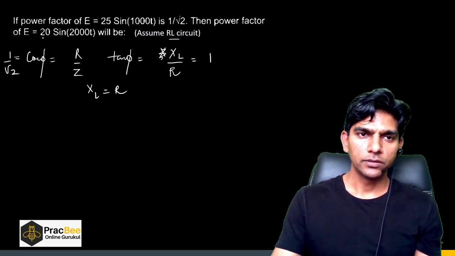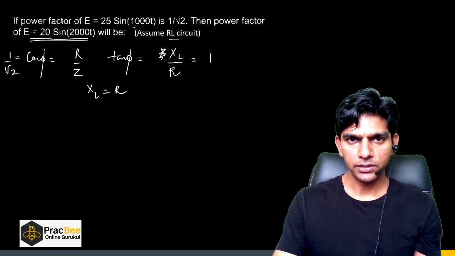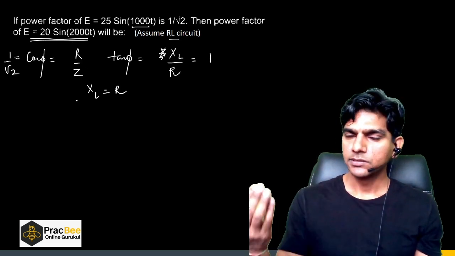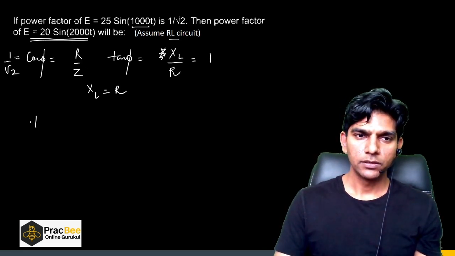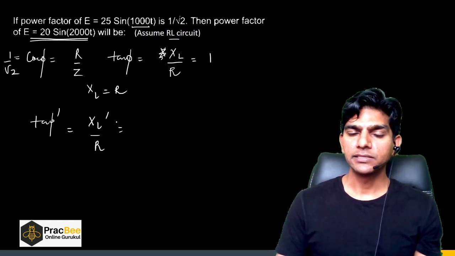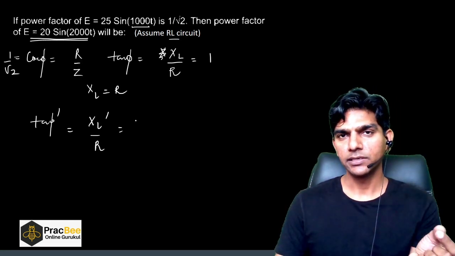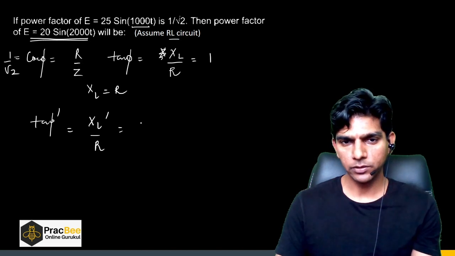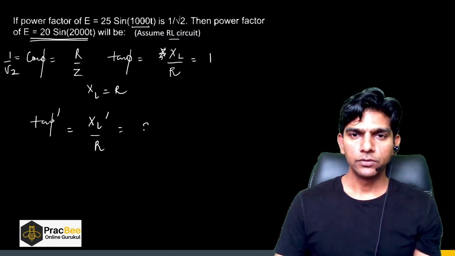Now, for this particular source, we have changed the frequency. Earlier it was 1000, now it has become 2000. Resistance will remain the same. If I take it as tan phi prime, it will be XL prime by R. Now in this case, XL prime will be what? XL is omega L. If we double the omega, XL will also get doubled. So it will become 2, right? So tan phi prime will become 2.